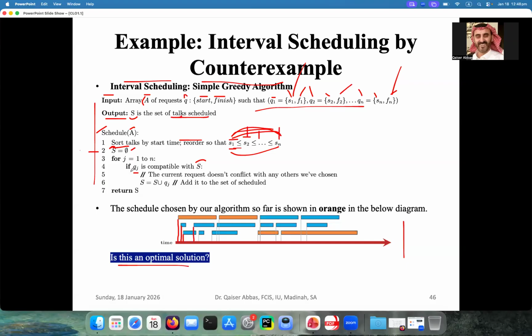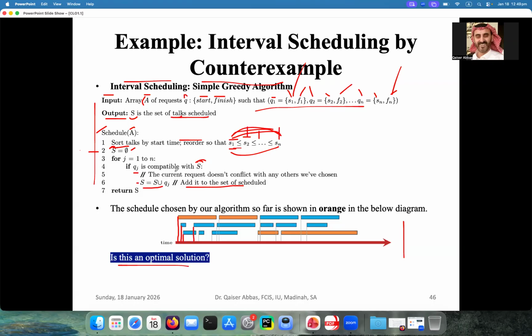Now this is Q1. It starts from here, and it is starting earlier than all the others. So it is compatible, and there is no request already existing in S, so that's why it is compatible. And if it is compatible, we put that request into S: S is equal to S union Q1, which means we are adding it to the set S.